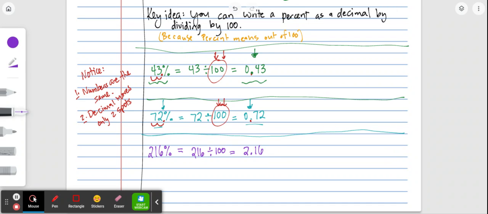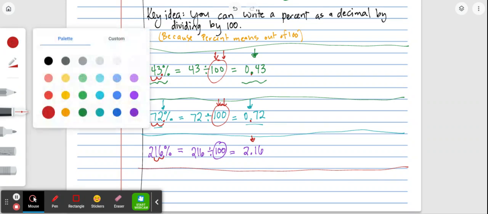Now the difference here is you're gonna notice not everything is to the right of the decimal point. Why did not everything move to the right of the decimal point? You know, in 43% and 72%, it moved to the right of the decimal point, but in 216%, it did not. Okay, the reason here is, again, we're only dividing by 100, which means this decimal point on the far right of 16 only moves 2 spots. Okay, it only moved 2 spots so that it was between the 2 and the 1. So 2 and 1600ths is what your decimal is. Okay, it moved 2 spots.